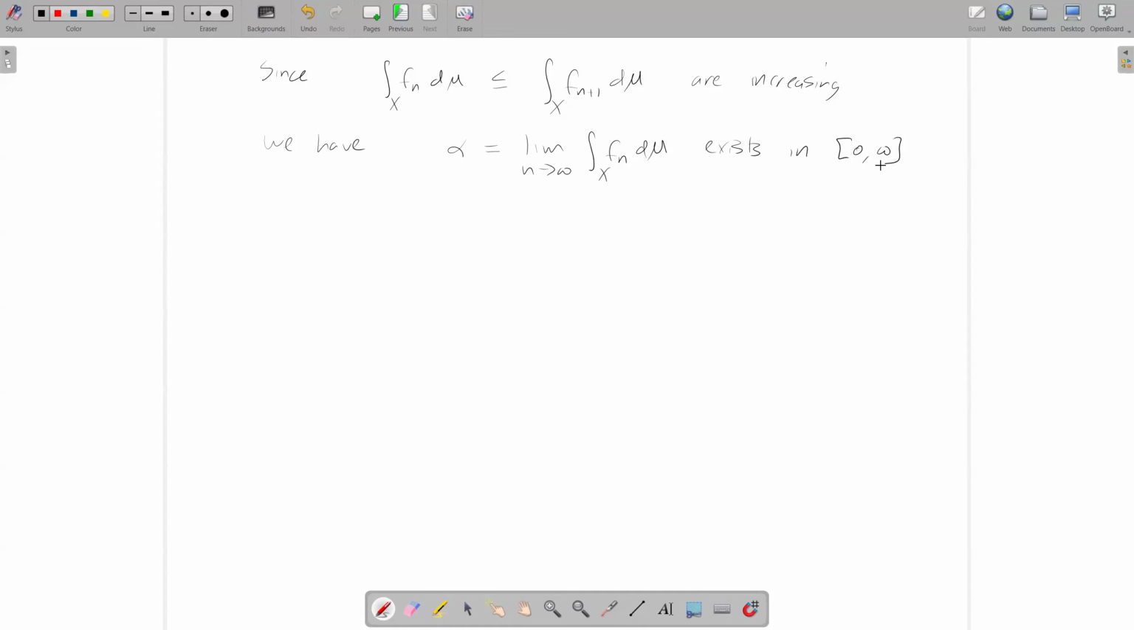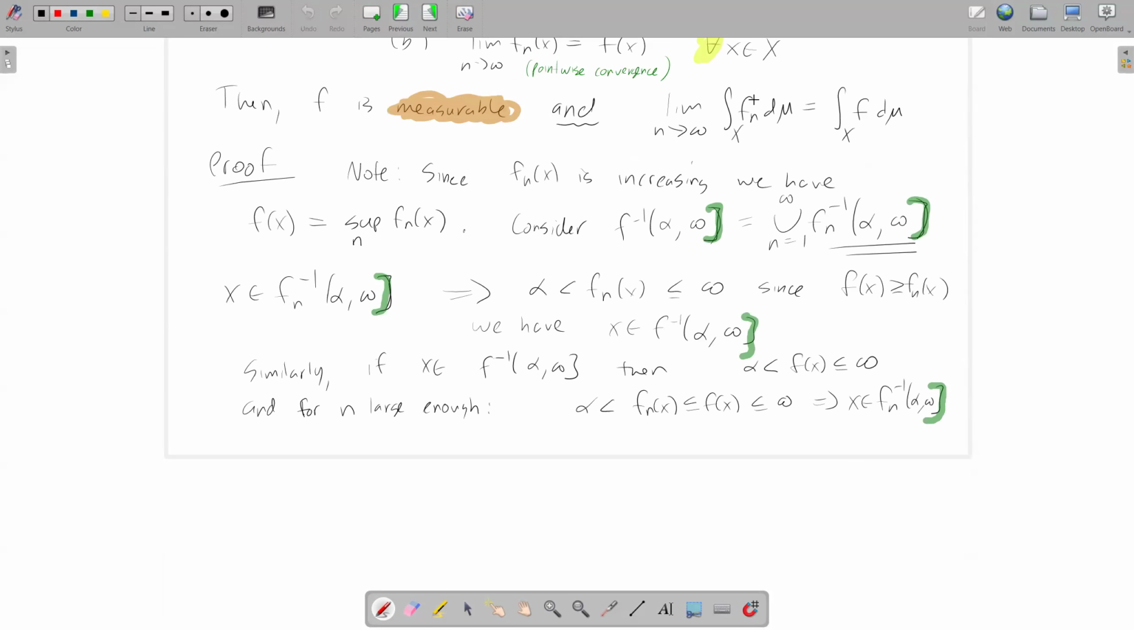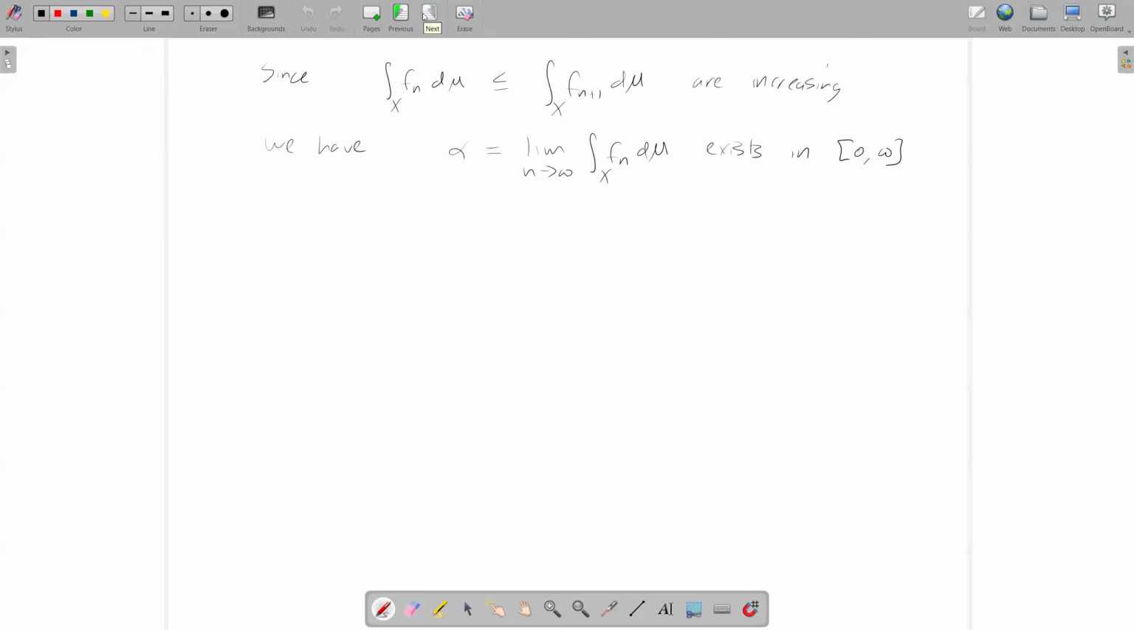But let's just let alpha be the limit, okay? Because it's an increasing sequence, so there's a supremum, right? It's the supremum of this. The reason why I say that is because I want to show this. So the first step is I know this limit exists, and now I've named that limit alpha. So basically, I want to show that alpha is equal to the integral of f. That's my plan. Okay, so the plan is to show alpha is also equal to the integral of f.